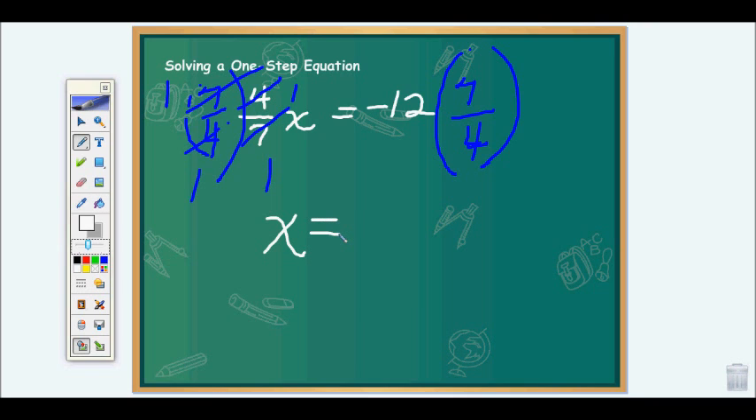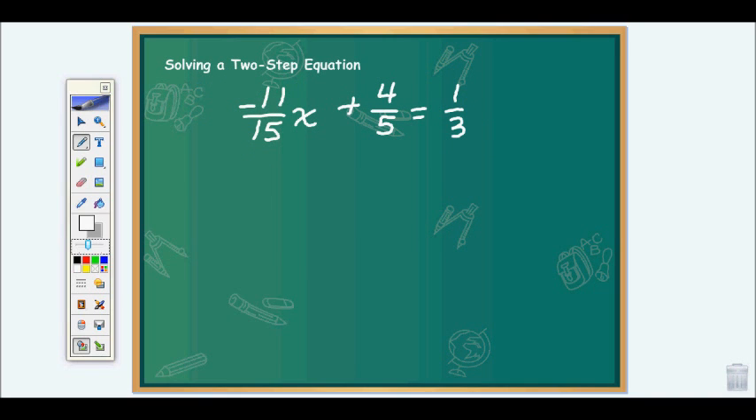Now I'm going to multiply negative 12 times 7/4. I'm going to reduce first. 4 goes into 4 once. 4 goes into negative 12 negative 3 times. Don't lose those negative signs. Now negative 3 times 7 would be negative 21. So we have solved for a single x by using reciprocals to isolate the variable and give it a single value.